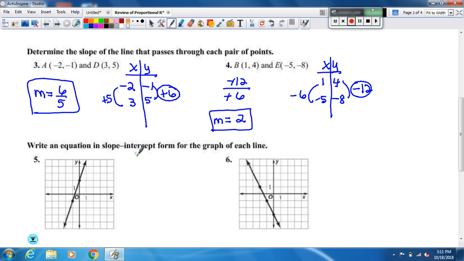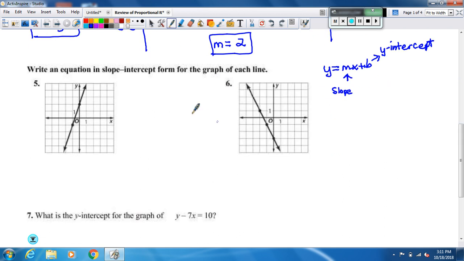Okay, write an equation in slope-intercept form. Slope-intercept form is y equals mx plus b, where m is the slope and b is the y-intercept. But I also use Mr. Slope Guy here to help us with direction first. So Mr. Slope Guy looks like this. If the line is going up, it's positive slope. If the line is going down, it's negative. If it's straight up and down, it's vertical. And if it's a horizontal line, it's a 0 slope.